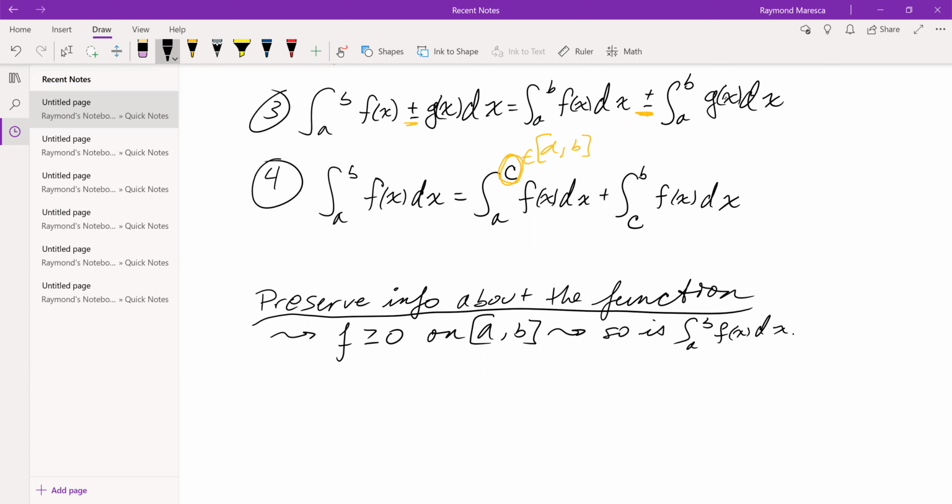And maybe the most important thing is that the definite integral can be used to find the average value of a function, which you will encounter in your reading.